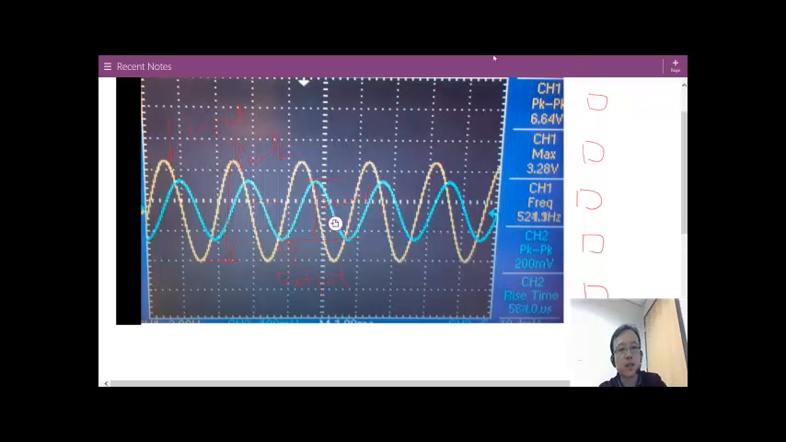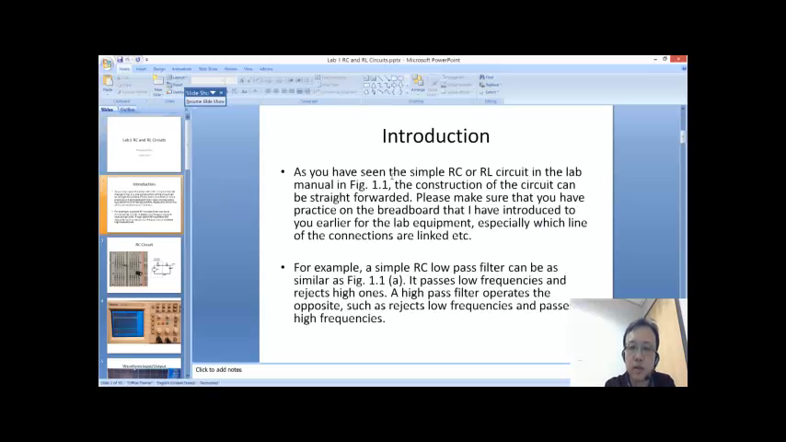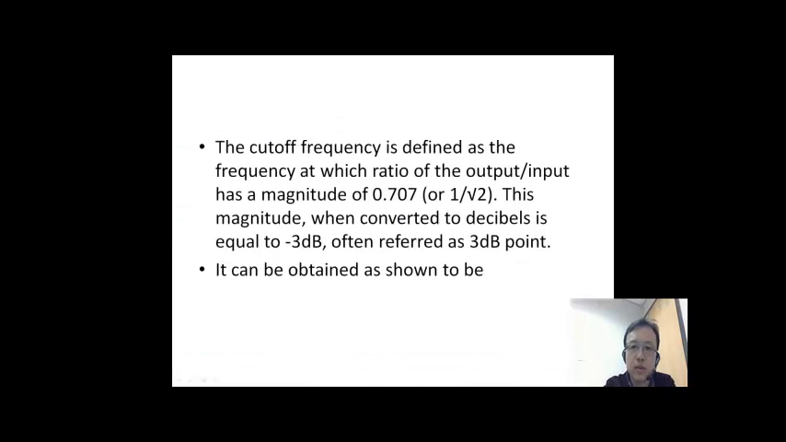Okay, so let's go back to our slide. The next topic we're going to cover is the cutoff frequency, which is a very key feature of the low pass filter or high pass filter.